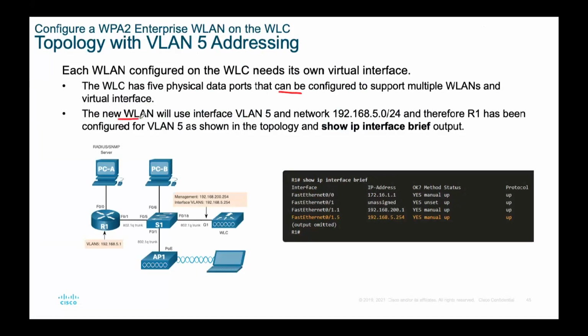The new wireless LAN will use interface VLAN 5, and the network IP is 192.168.5.0/24, and therefore R1 has been configured for VLAN 5 as shown in the topology and in the IP interface brief output.